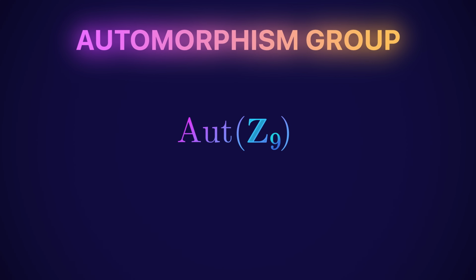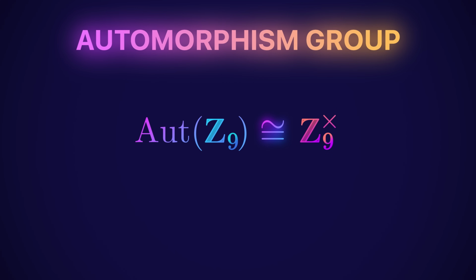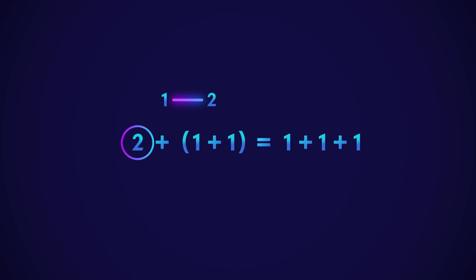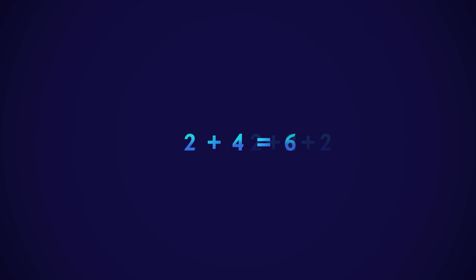But in our case, we were focusing on Z9's automorphisms. Now that we know that they form a group, could it be that the pattern we saw before is an isomorphism to Z9 star? To affirm this, let's first look at one such automorphism, for example the one that sends 1 to 2. And let's see its effect on an equation, of course with the help of reverse engineering. If 1 maps to 2, then 1 plus 1 maps to 2 plus 2, better known as 4, and 1 plus 1 plus 1 maps to 2 plus 2 plus 2, so 6.